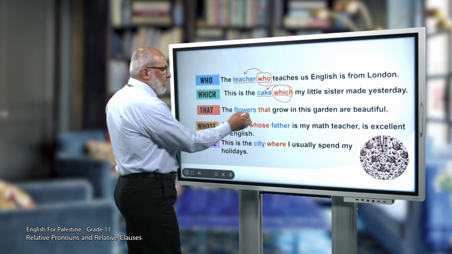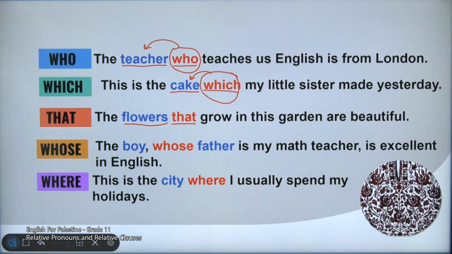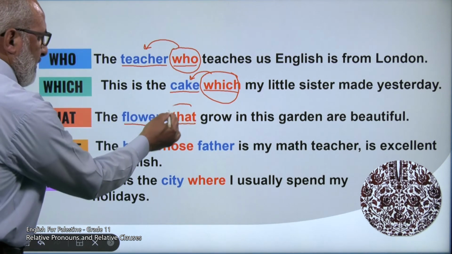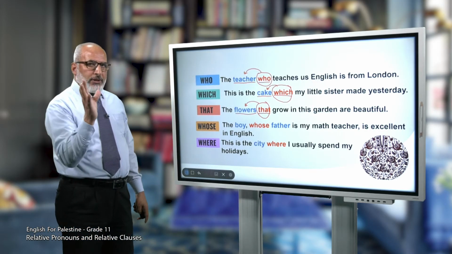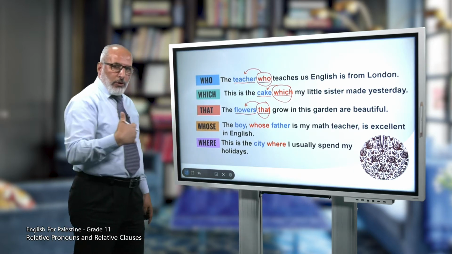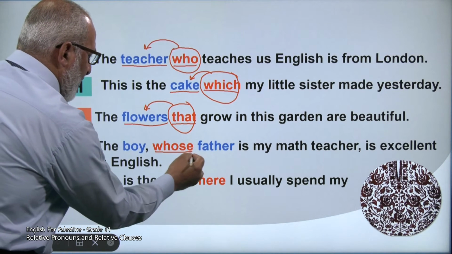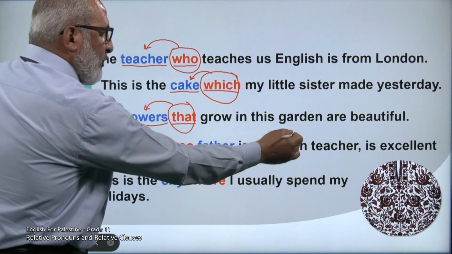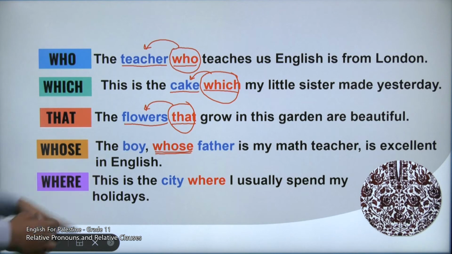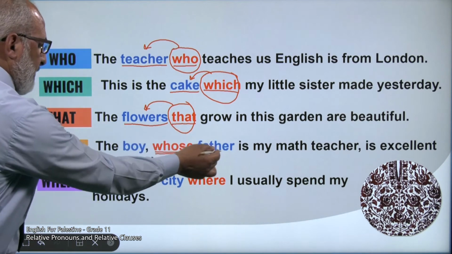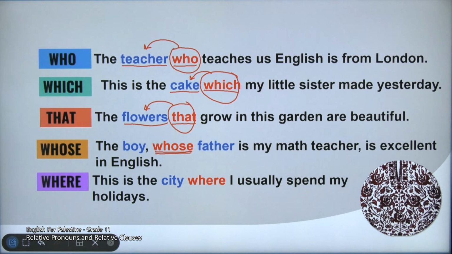The flowers that grow in this garden are beautiful. Here, that refers to flowers. And do you remember, I told you that we use that instead of who or which. The boy whose father is my math teacher is excellent. So whose here, we use it for possession. So we are talking about the boy's father. The boy whose father is my math teacher is excellent in English.